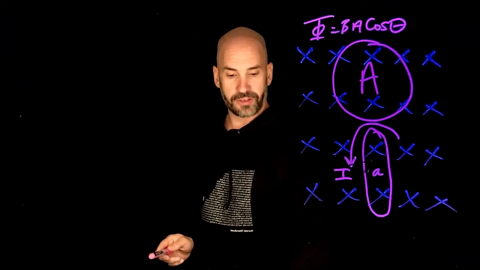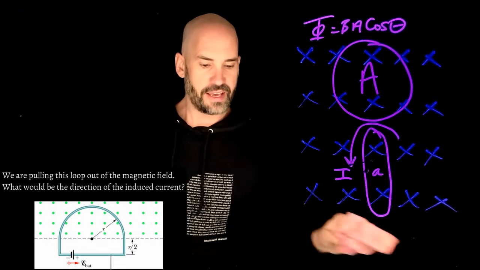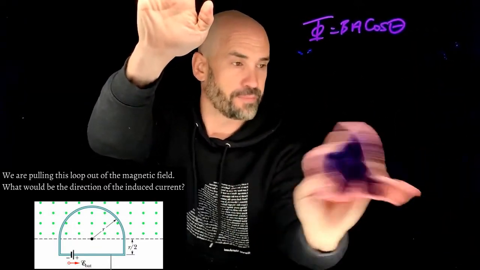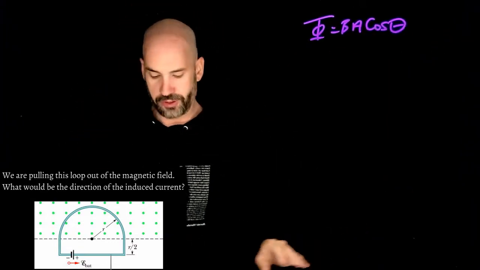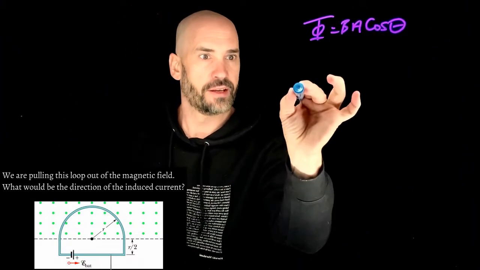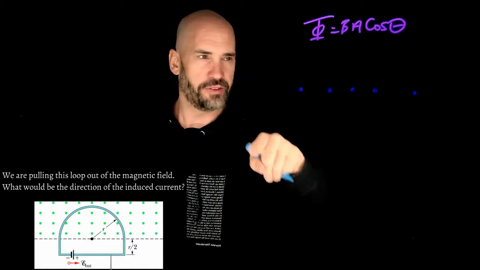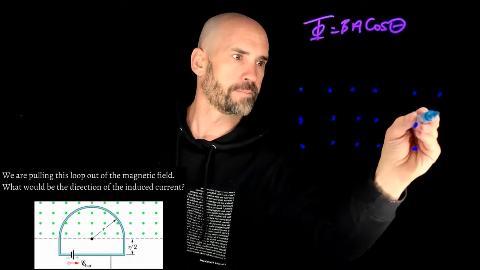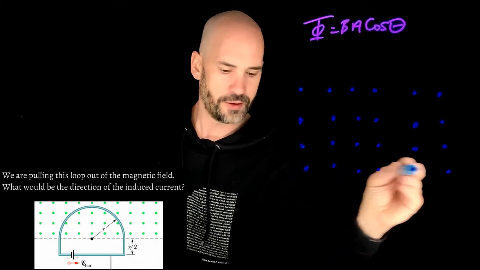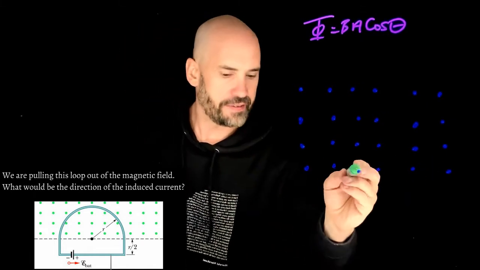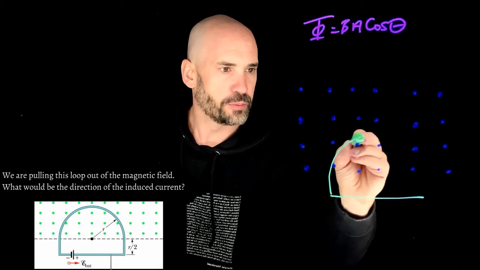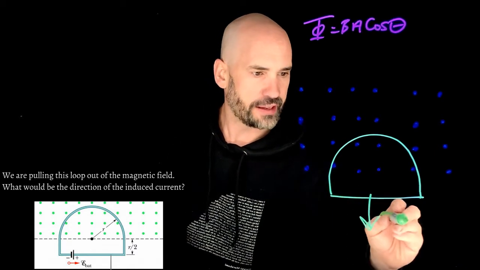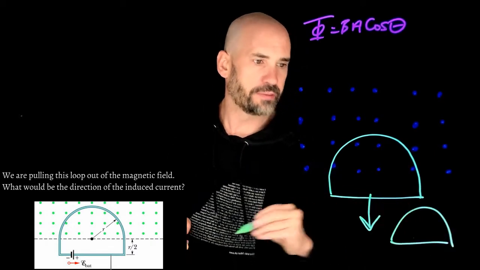Let's do example number 3 over here. In this case, we have a magnetic field going towards you. So here, it's going to look like this. This is magnetic field this way. Okay, and now let's say that I have a little half loop. It could be any shape you want, right? And now I'm pulling this out so that eventually it's completely out of the magnetic field.